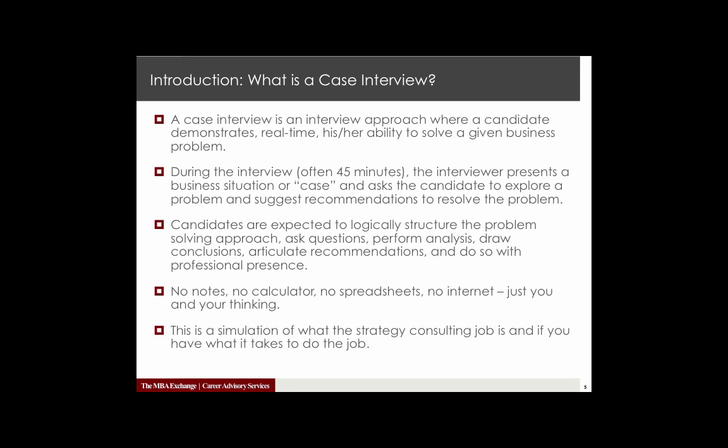It's not easy for sure. Why is it not easy? Well, it's stressful. There's no doubt about that. You can't use any notes, you can't reference your calculator, a spreadsheet, no looking at things on the internet. It's just you and your thinking. Why do consulting firms do this? Well, it really truly is a simulation of what the job is. If you have what it takes to do the job, you can demonstrate it in a 45-minute case interview.